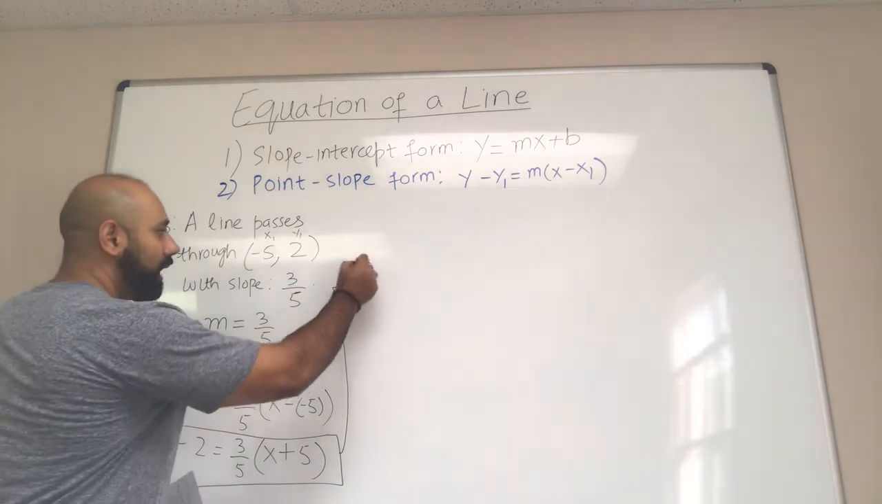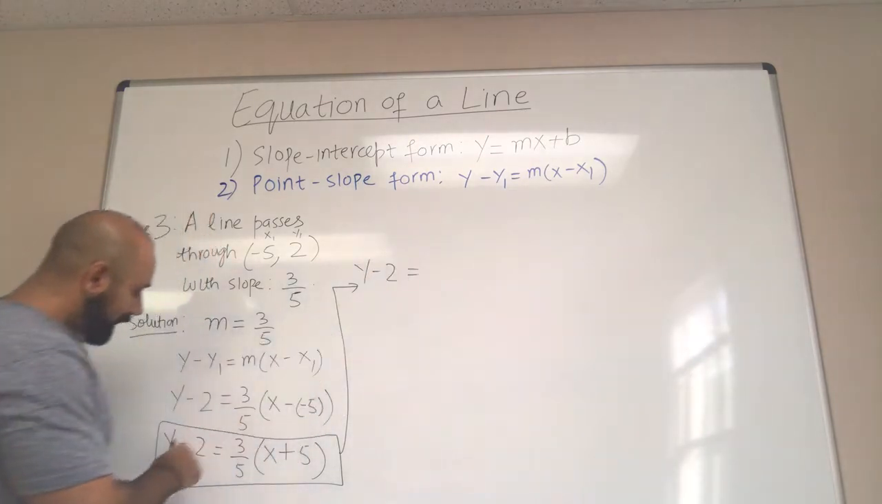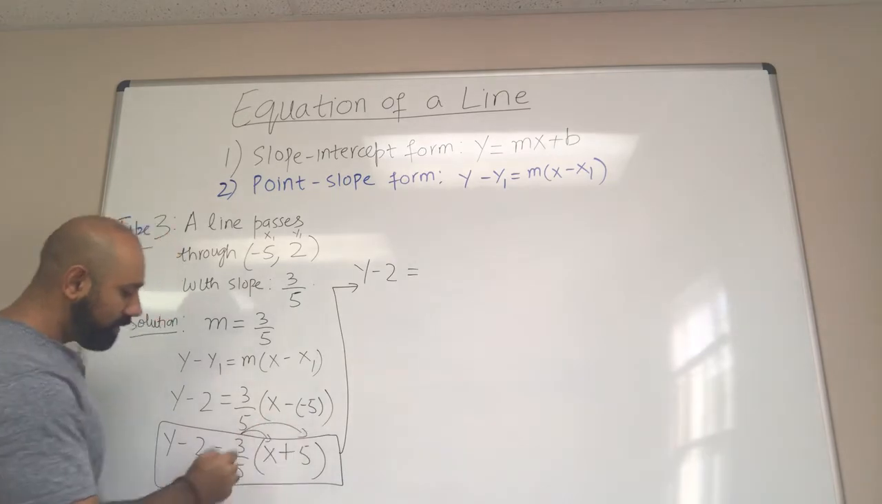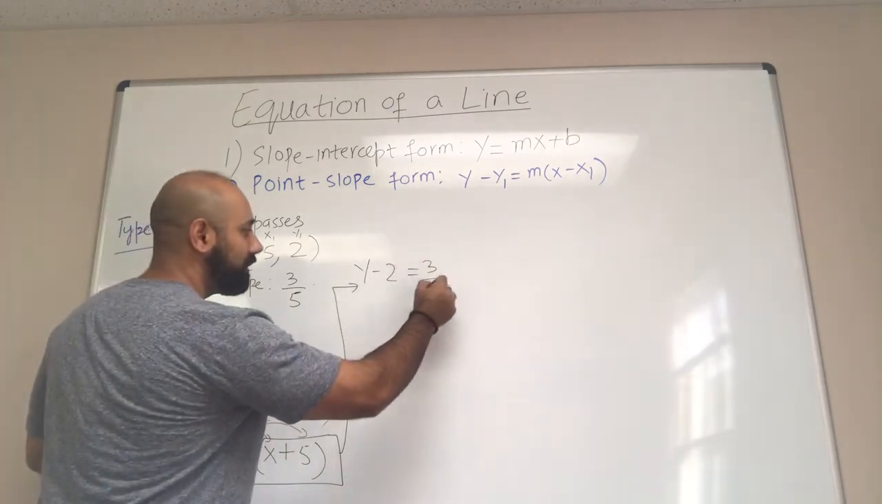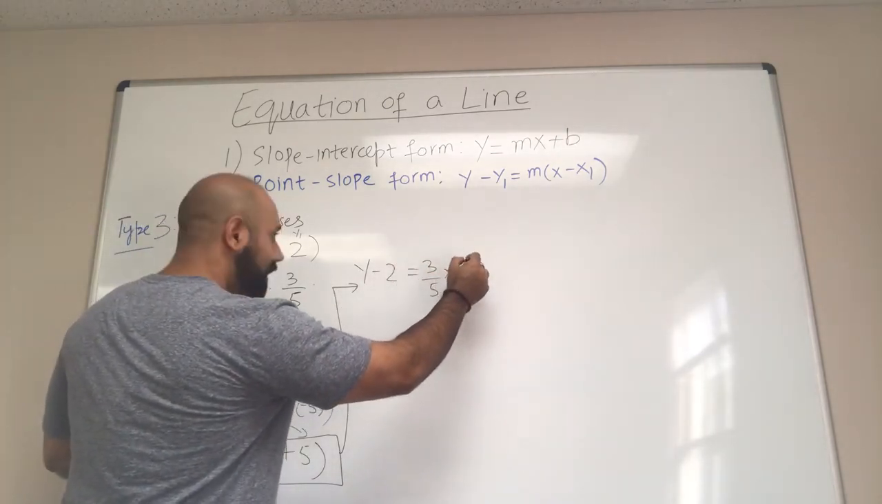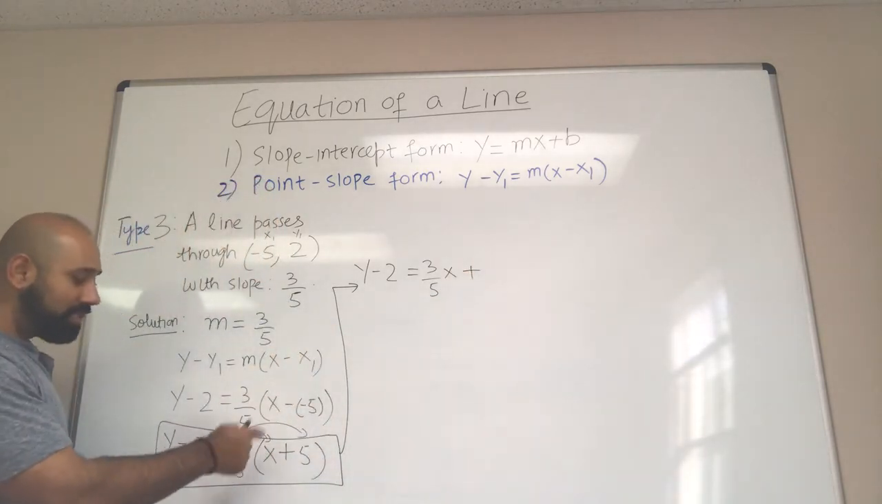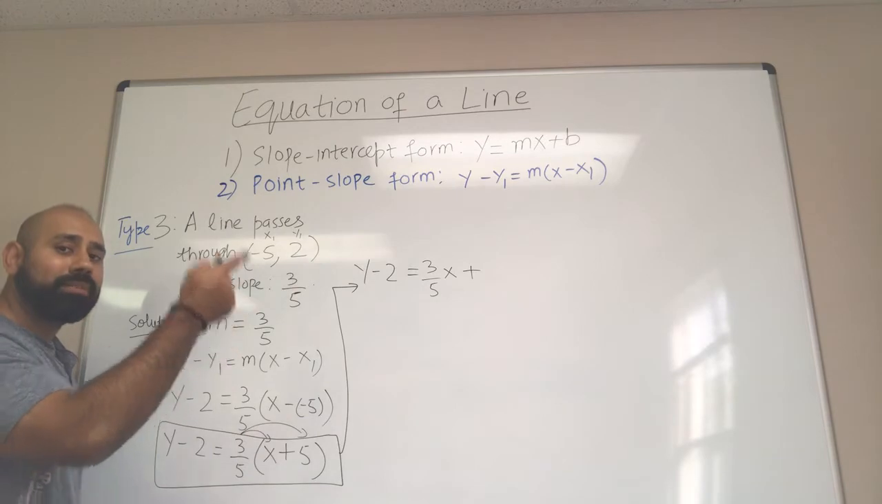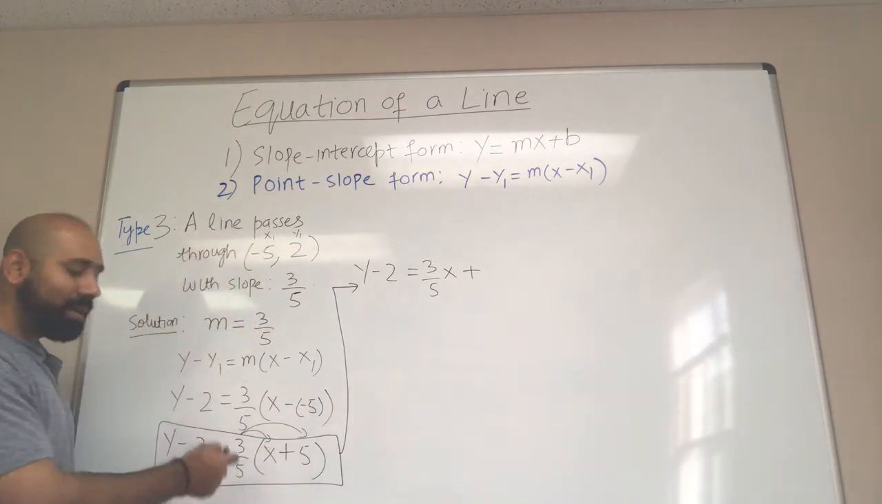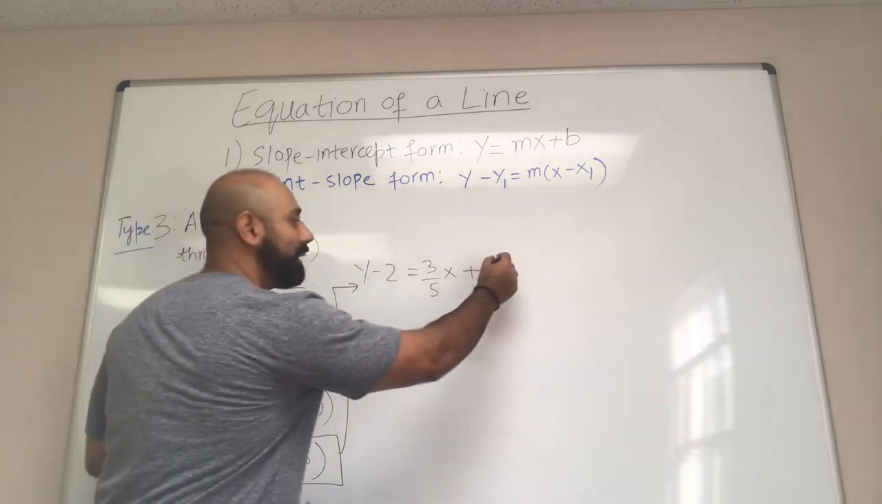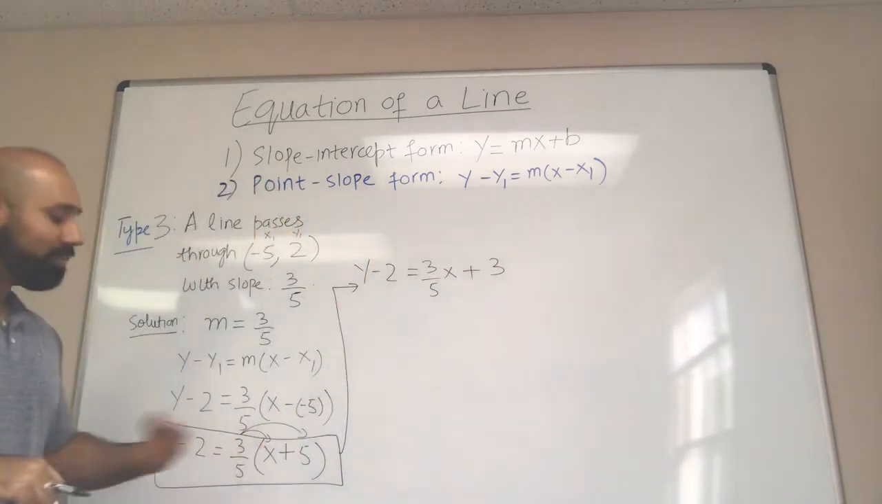So I'm going to write y minus 2. Nothing changes on the left hand side yet, so we're going to distribute this 3/5. So 3/5 times x is just 3/5 x. And then this plus 3/5 times 5. So 3/5 times 5, what's going to happen to the 5s? The 5 upstairs and downstairs is going to cross out. As soon as it crosses out, you're only left with 3. That's how you simplify the right hand side.